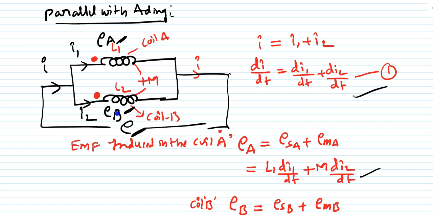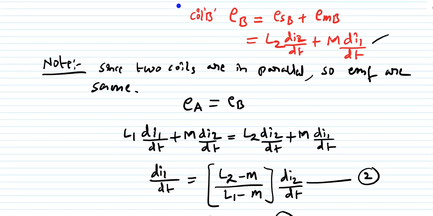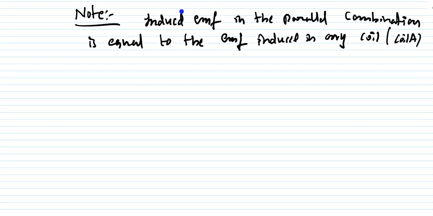So this can be possible. Suppose I take only the coil A, then E is equal to EA. This is the parallel property, and that is actually the meaning of this point. So I can say E is equal to EA. What is EA? EA is nothing but the total inductance into di by dt.